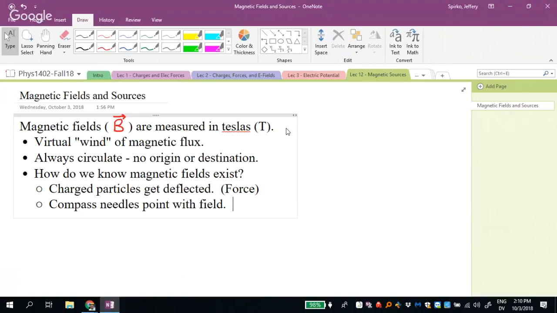Now, the way you change something's orientation is with torque. Torque is a force that instead of tending to push something in a direction, it tends to twist something. And we'll be able to, next week, calculate the amount of torque on different things.